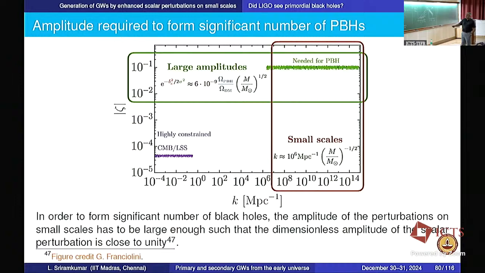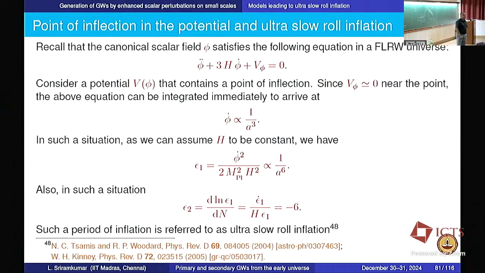If you want a sharp rise in power, you need an epoch of ultra-slow roll inflation where the first slow roll parameter is exceptionally small. How do you achieve this ultra-slow roll inflation? Let's turn to this equation of motion governing the scalar field.